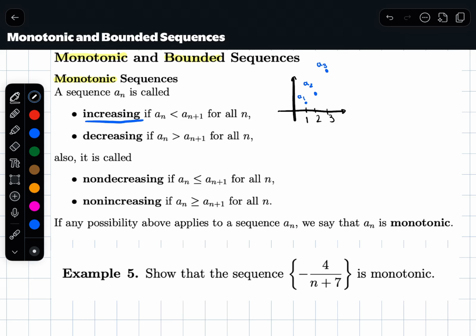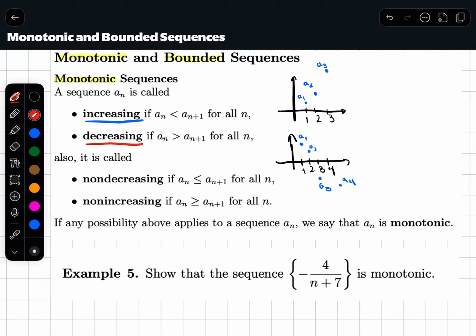Likewise, if the terms of your sequence get smaller and smaller over time as n progresses, let's say 1, 2, 3, 4, then maybe your A1 is here, maybe your A2 is here, maybe your A3 goes down here, and then the A4 doesn't go as far down but still goes down. Following the movement of the sequence, it keeps going down forever. That is a decreasing sequence.